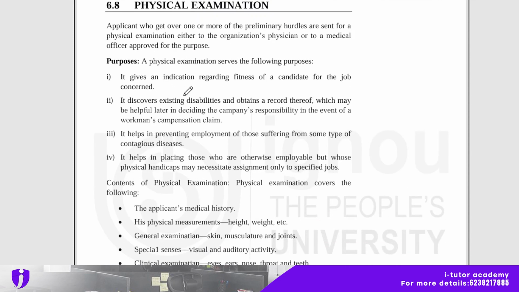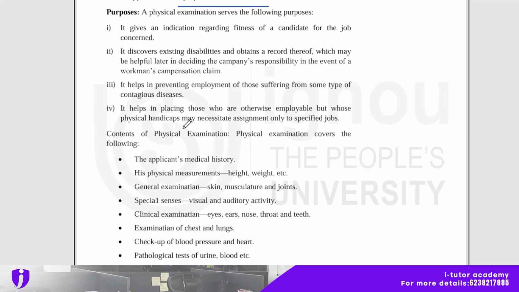And the next section is physical examination. Applicants who get over one or more of the preliminary hurdles are sent for the physical examination, either to the organization's physicians or to a medical officer approved for the purpose. A physical examination serves the following purposes: it gives an indication regarding the fitness of the candidate for the job concerned, and it discovers existing disabilities and obtains a record thereof, which may be helpful later in deciding the company's responsibility in the event of a workman's compensation claim.